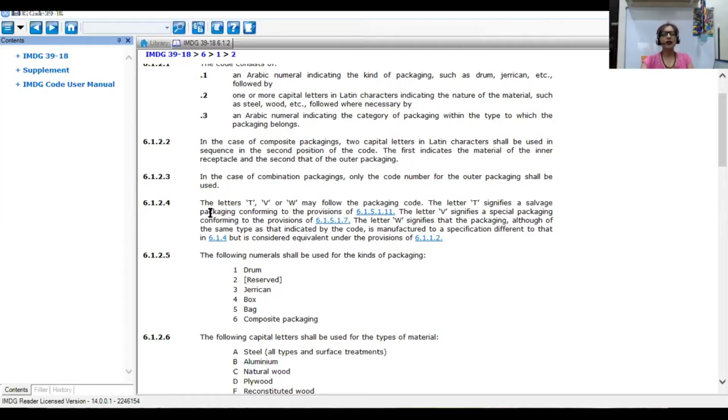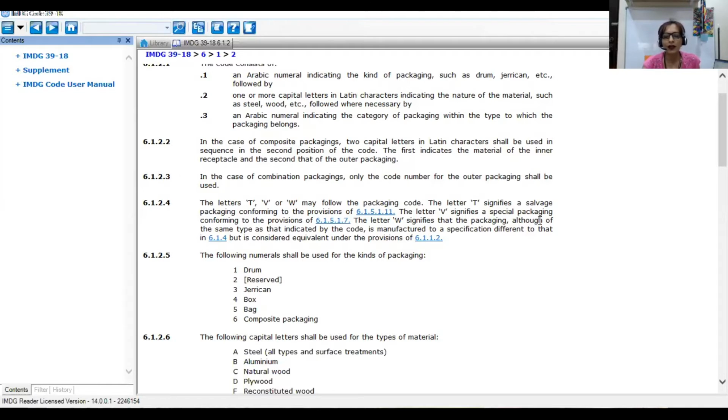So a salvage package, please don't get your mind all muddled up with this information unless you are a CFS, and your CFS facility is also consolidating non-DG and DG that comes from another country and is going to another country. Only in that instance may you need to use a salvage package, if one of the packages has been damaged. Otherwise, damaged packaging of DG should never be packed into a container, right? So don't concern yourself with this unless the situation occurs.